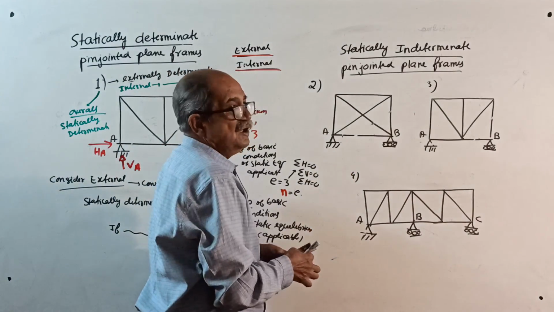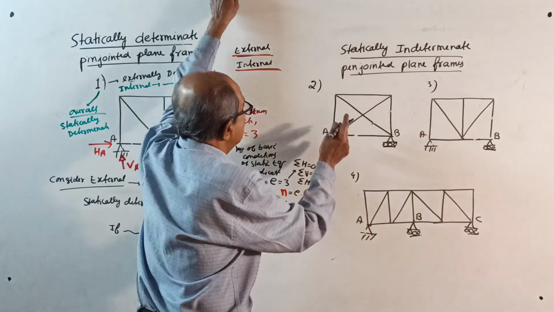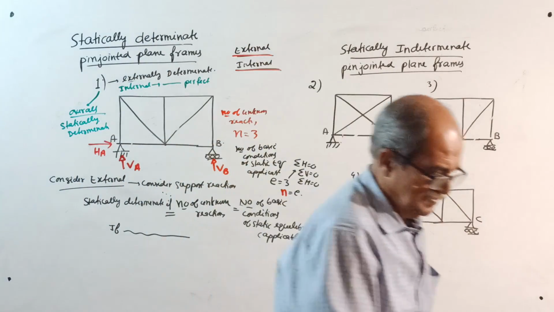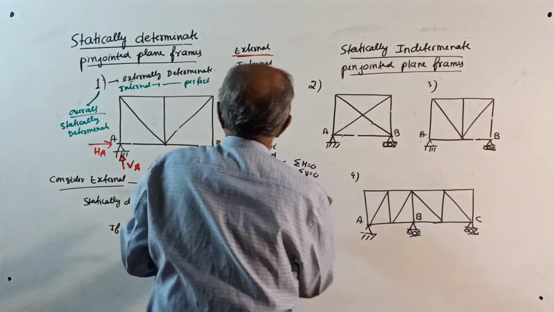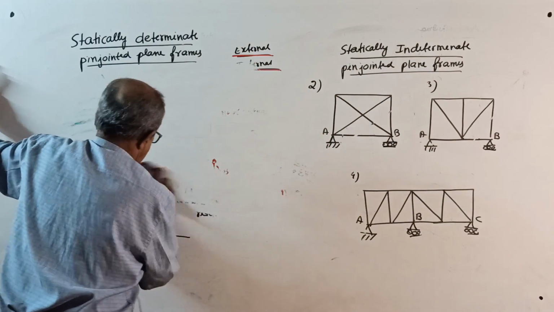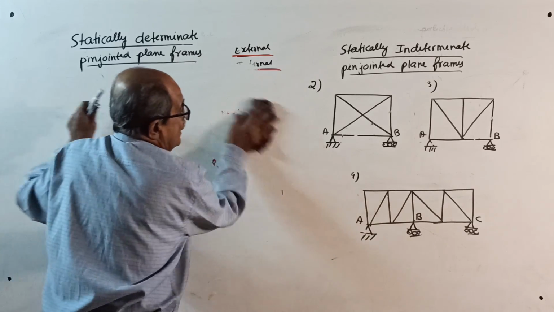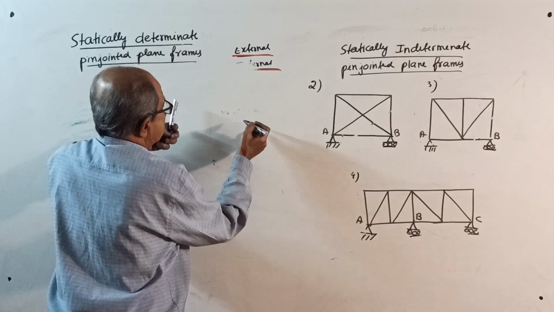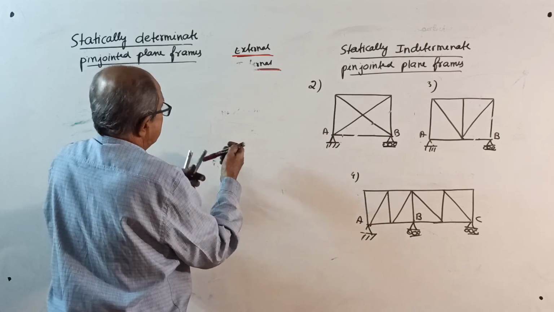Come to 2. See here. First consider figure 2. Okay, this I remove now. I want more space. I want to discuss something else now. I won't waste time telling the statement now. See here, 2. First consider external.